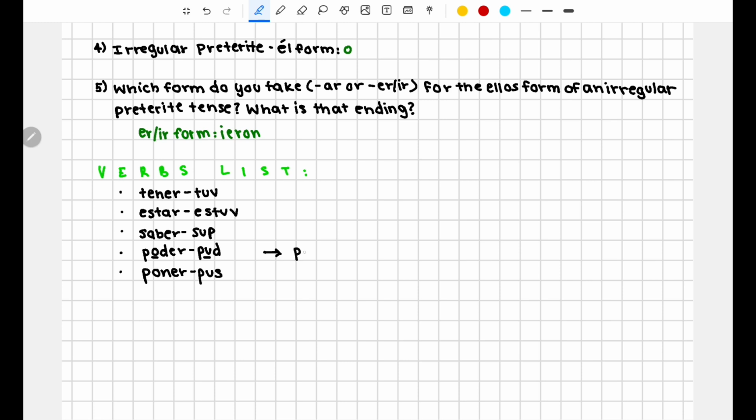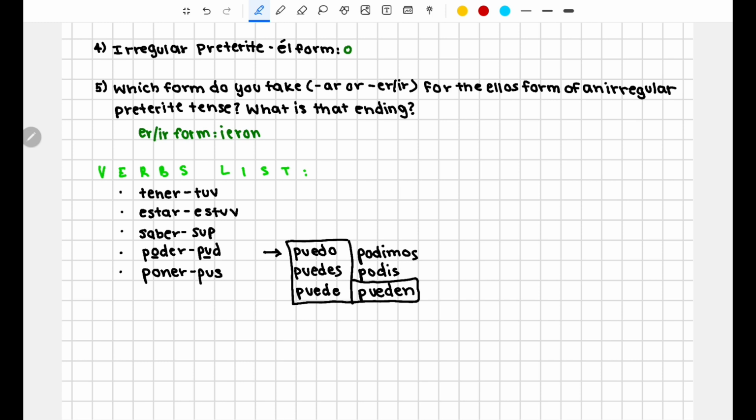So it becomes puedo, puedes, puede, podemos, vosotros podéis, ellos, ellas, ustedes pueden. Boot verbs, meaning they only affect this boot, almost.